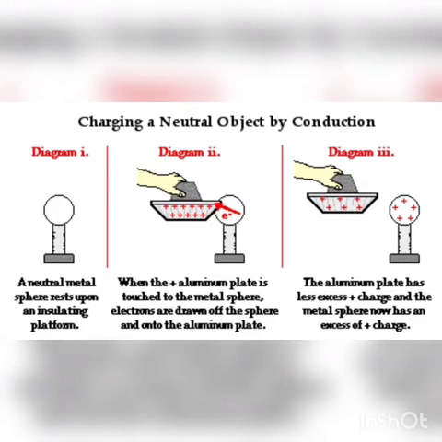Now, when the positive aluminium plate is placed near the metal sphere, then the electrons are drawn off from the sphere and pass to the aluminium plate. And as a result, the aluminium plate loses its positive charge, and the metal sphere now has an excess of positive charge. On the other hand, in induction, when a charged object is brought near a neutral object, it results in a shift in the position of the electrons in the other object.